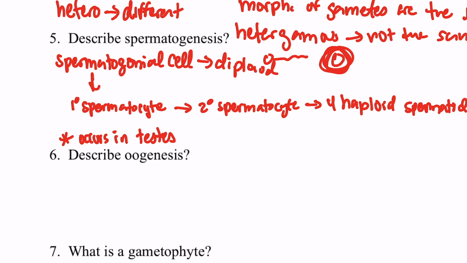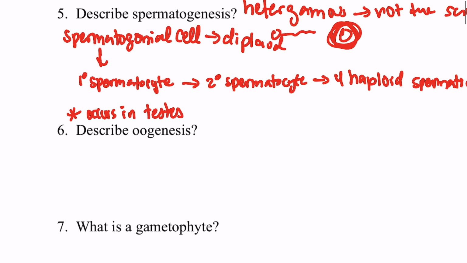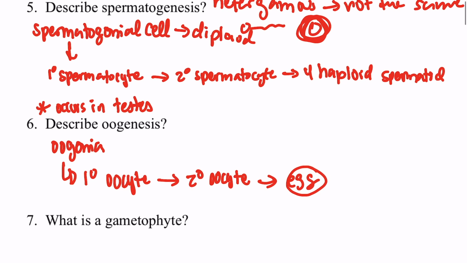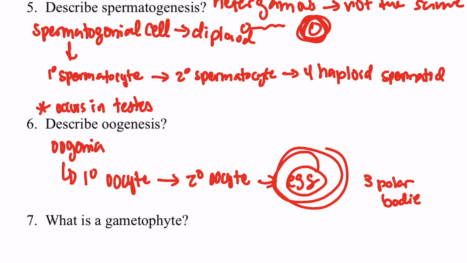and we'll see that it actually doesn't continue through meiosis until fertilization. So for oogenesis, we're going to start off with our diploid cell, which is our oogonia. This oogonia is going to turn into a primary oocyte. Then, just like spermatogenesis, it'll turn into a secondary oocyte. And then lastly, we're going to have our egg. But because eggs are expensive, we can't make 4. So instead, we make 1 big egg and 3 polar bodies. That's a key difference you should know between spermatogenesis and oogenesis.